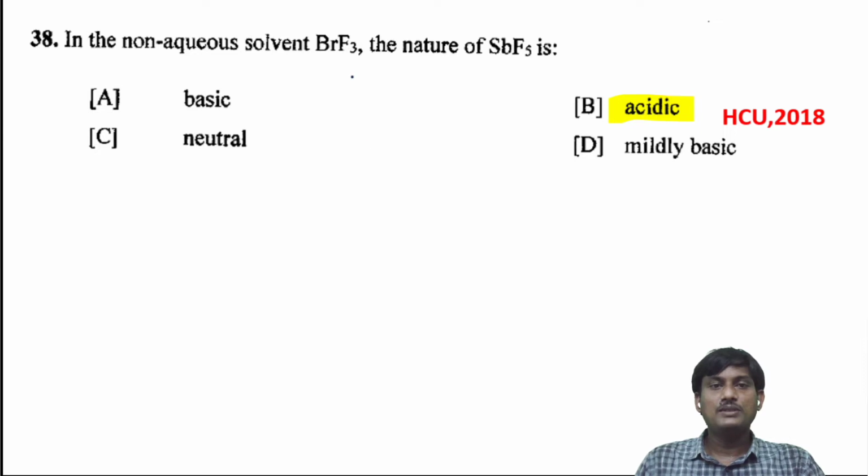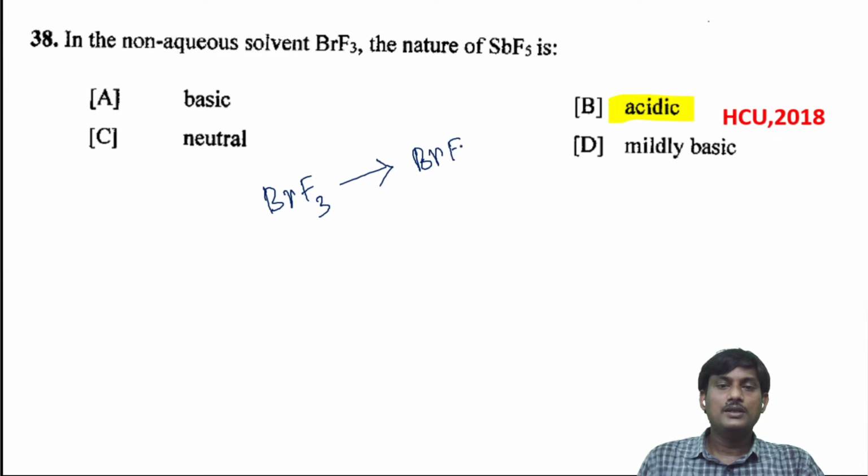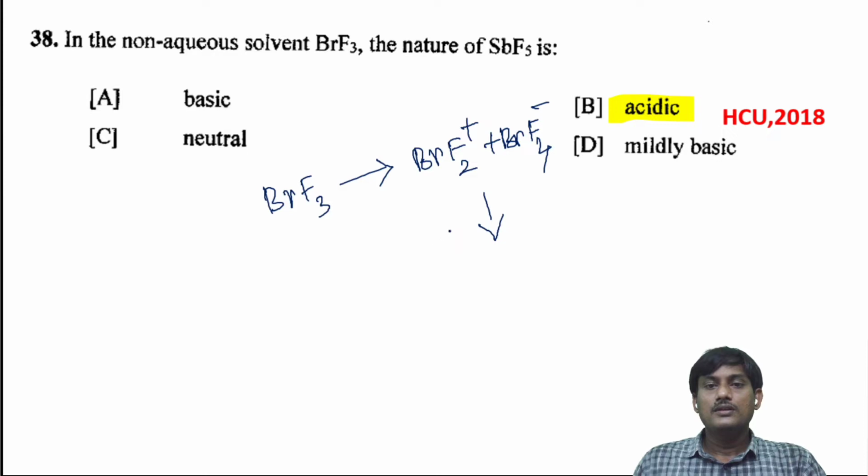In the non-aqueous solvent BrF3, what is the nature of SbF5? This is the solvent system concept. In the solvent system, BrF3 undergoes auto dissociation of the solvent into cation and anion. You will get BrF2 plus and BrF4 minus. Suppose we add any substance, if the substance increases the number of cations, then that one will be acidic.